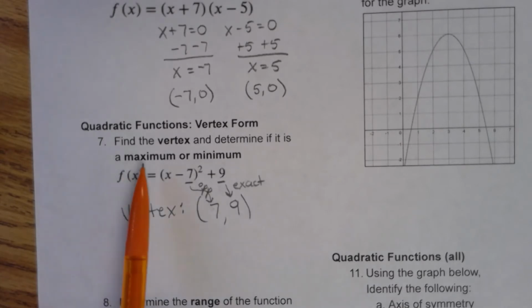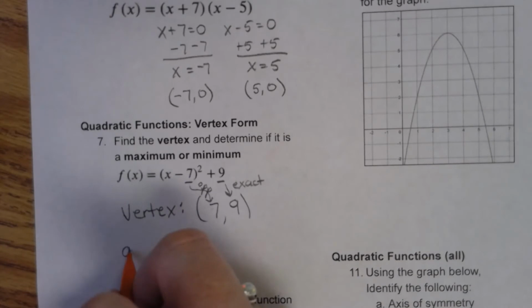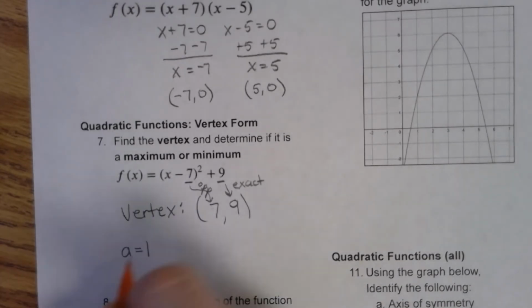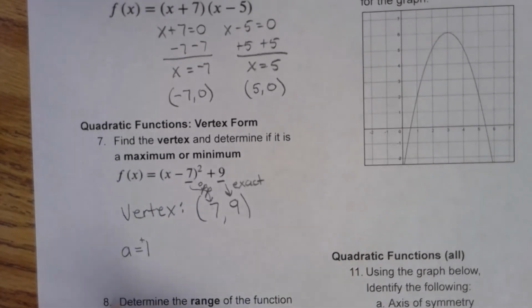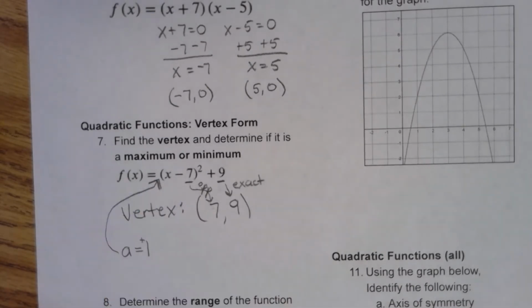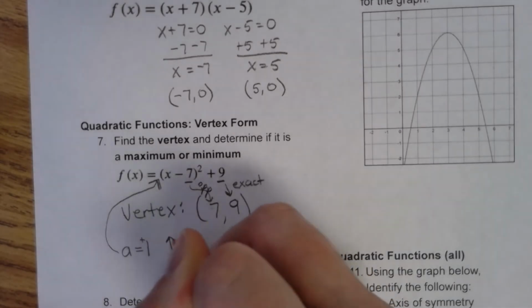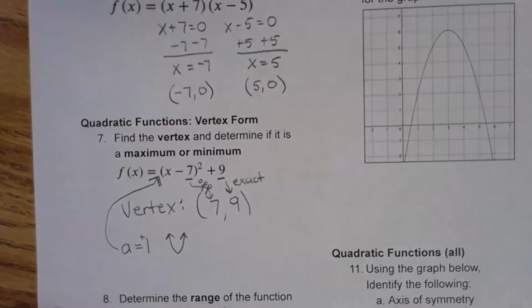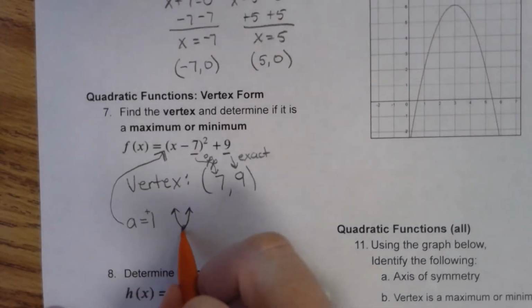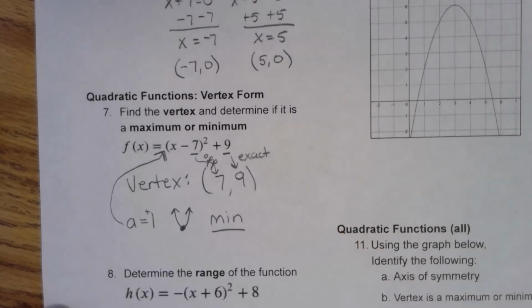In order to determine if it's a maximum or minimum, look at your A value. So here A equals a +1. Right there, it's a +1 at the very beginning. That's where we're looking. Because A is positive, this graph is going to open up. When A is positive, our graphs will open up, and then just picture, where's your vertex at? There's that vertex we just found, 7, 9. Is it the highest point or the lowest point? It is the lowest point, so it's going to be a minimum.